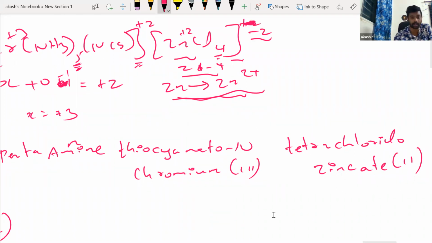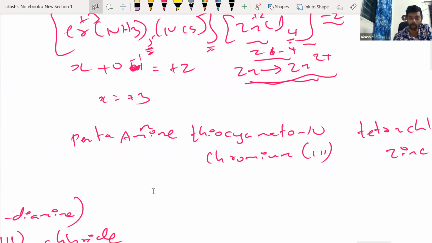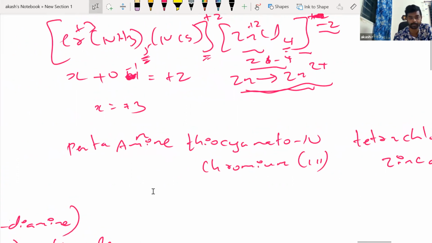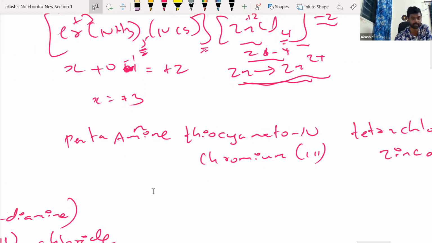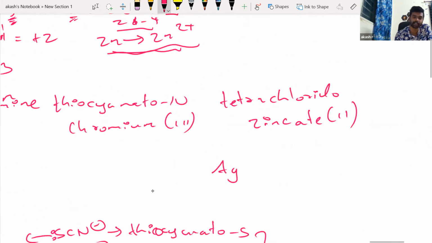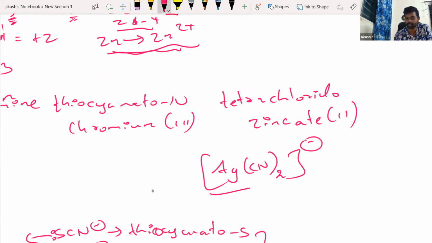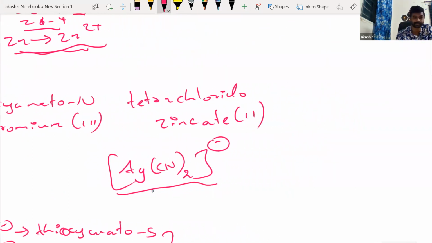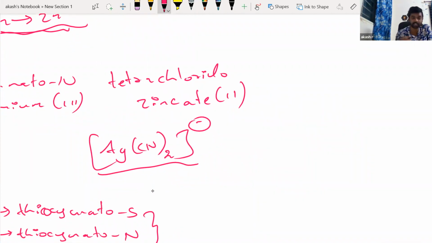Right. Now, I just want to have one last question for IUPAC naming, and then we are winding up. Because this you should have seen, if it's a simple complex only, but how you write the name is very, very important. So I have this complex. Can someone try and give me the name of this? You have Ag, CN twice, overall minus.